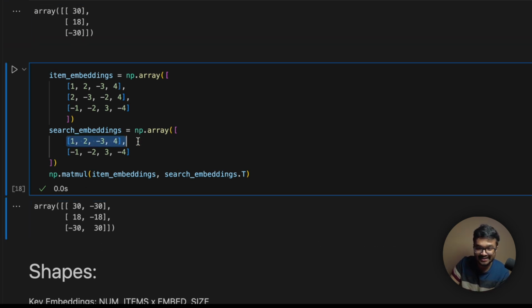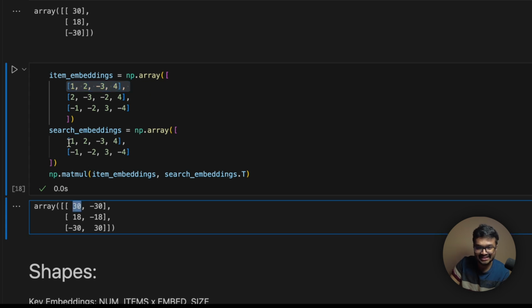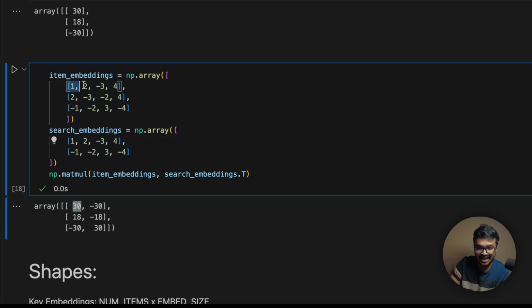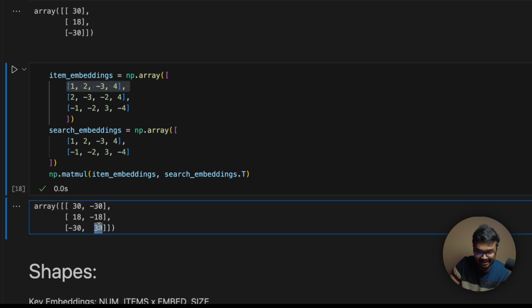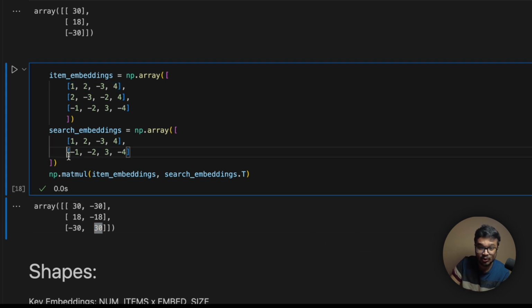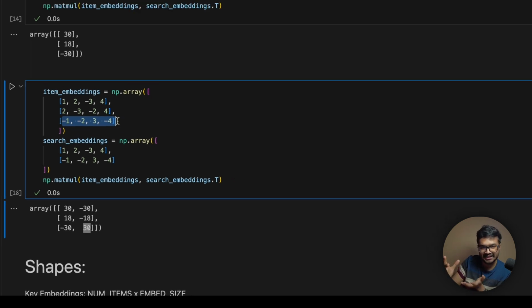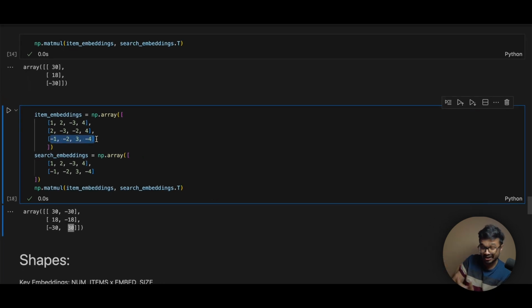The first one is again 1, 2, minus 3, 4, and 1, 2, minus 3, 4. So this particular cell is the similarity score of this vector and that vector. And this 30 is the similarity score between minus 1, minus 2, 3, minus 4, and this guy. So hopefully that sort of explains what goes on when we have multiple search queries going against multiple item embeddings.